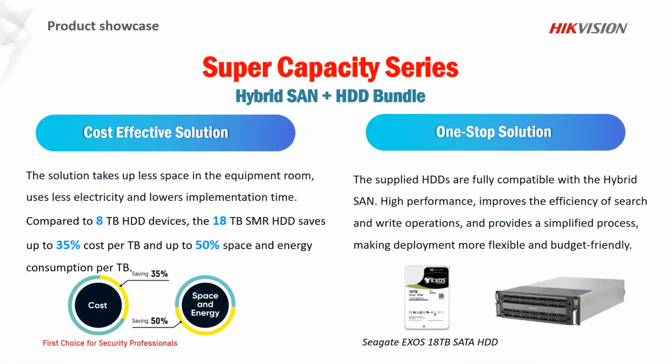Finally, we have a new super capacity series. These provide really high storage capability, but with relatively low cost. They come bundled with Seagate 18 terabyte enterprise grade drives. And because we're using 18 terabyte drives rather than the more common 8 terabyte ones, these units use less energy, about half as much as the same storage capacity if you were using 8 terabyte drives. It also works out about 35% cheaper per terabyte. And keep in mind, the drives aren't pre-installed into the unit. The installer still needs to do this, as it wouldn't be a good idea to ship them out already installed.